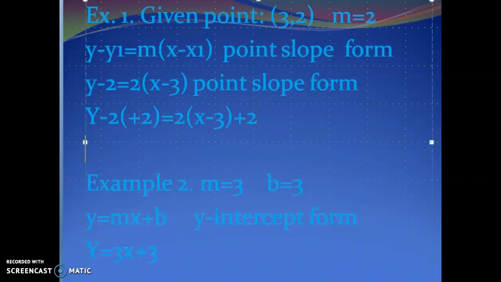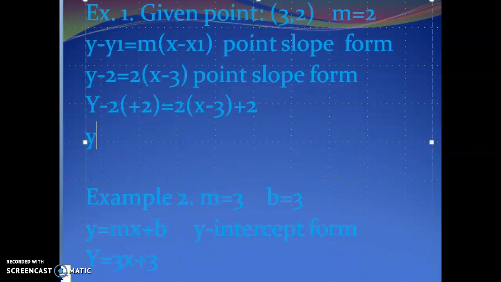Now we have to simplify. Negative 2 plus 2 is 0. This will cancel out, so it leaves us with y, only y. So y equals, here's the right equation. We need to distribute 2 times the x, which is 2x. And then 2 times negative 3 gives us negative 6 plus 2.